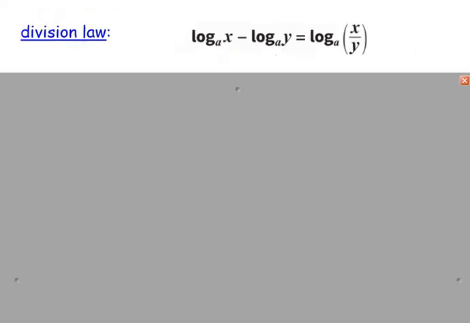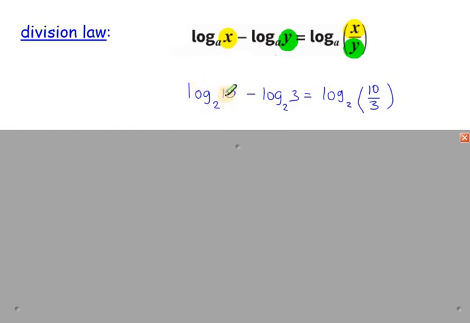The division rule for logs, so we have a positive log term, so the x goes in the numerator. That's a negative log term, so the y goes in the denominator. So log 10 is a positive log term, no coefficients there, the 10 goes into the numerator, minus negative log term, so whatever's here will go into the denominator. Same base throughout.